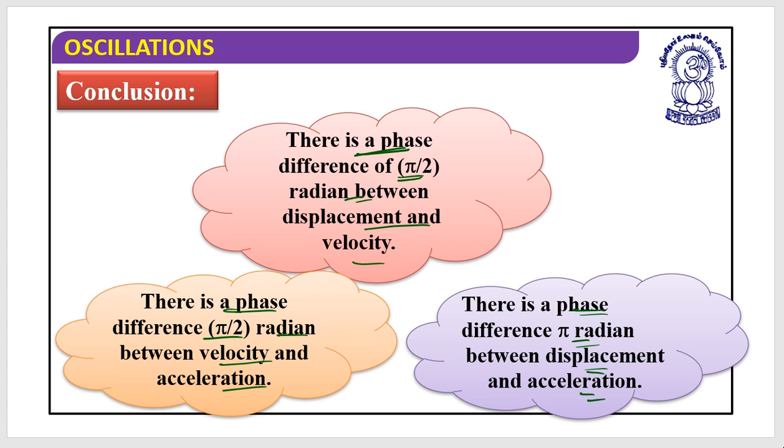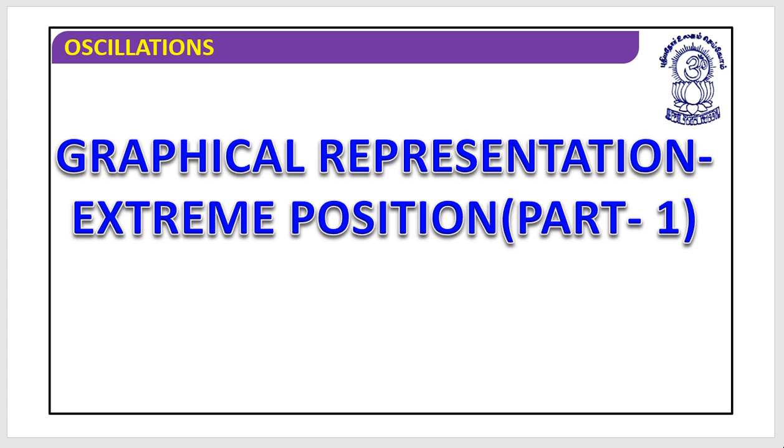Great. Now, whatever we have discussed was the motion when the particle started its motion from the mean position. Now we are going to discuss the graphical representation of the extreme position. That means if my particle has started its motion from the extreme position, what would be the situation?